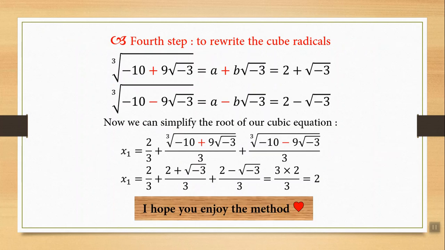The last step is to rewrite the cube radicals as a function of a and b. The cube root of negative 10 plus 9 the square root of negative 3 equals 2 plus the square root of negative 3, and the cube root of negative 10 minus 9 the square root of negative 3 equals 2 minus the square root of negative 3. And now we can simplify the root of our cubic equation, the first slide, by rewriting these cube radicals. We have x1 equals 2.